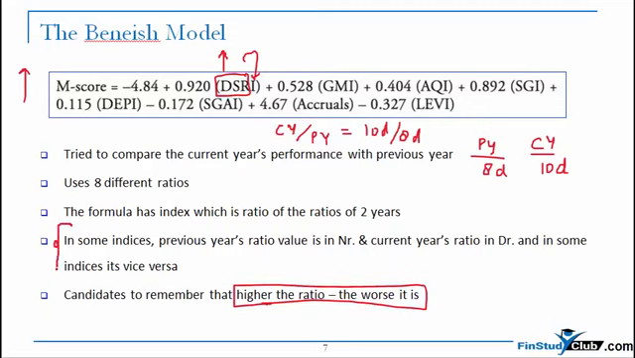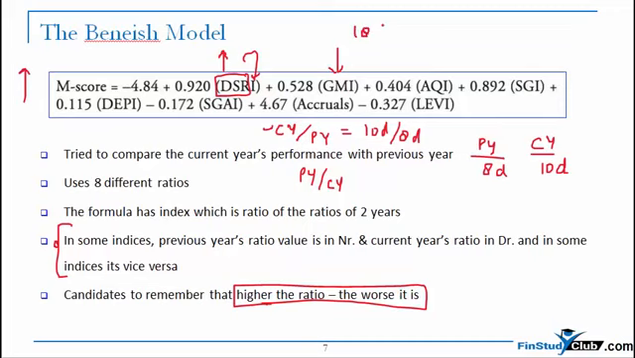I'm talking basically about this slide, which is the genesis of the entire slide. This particular bullet says some indices will have the current year's figure in the numerator, and some will have the previous year's figure in the numerator. Now the key is for a candidate to understand how it has been constructed. Again, you don't have to memorize all that, but you just have to appreciate and understand it.